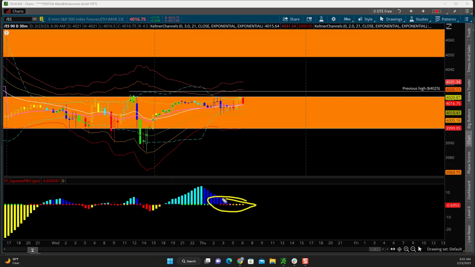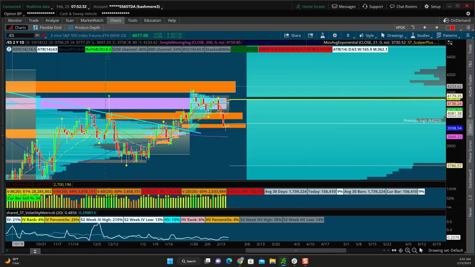But that being said, there's squeezes everywhere. High compression squeezes don't give me the warm and fuzzy, but I still only like the bullish scenario based off of support and resistance and the larger time frame. So how do I want to play it today?